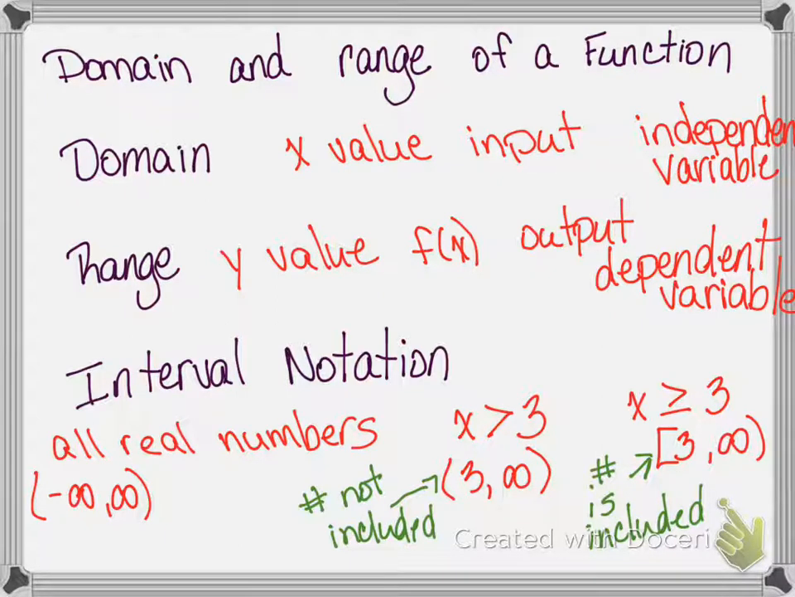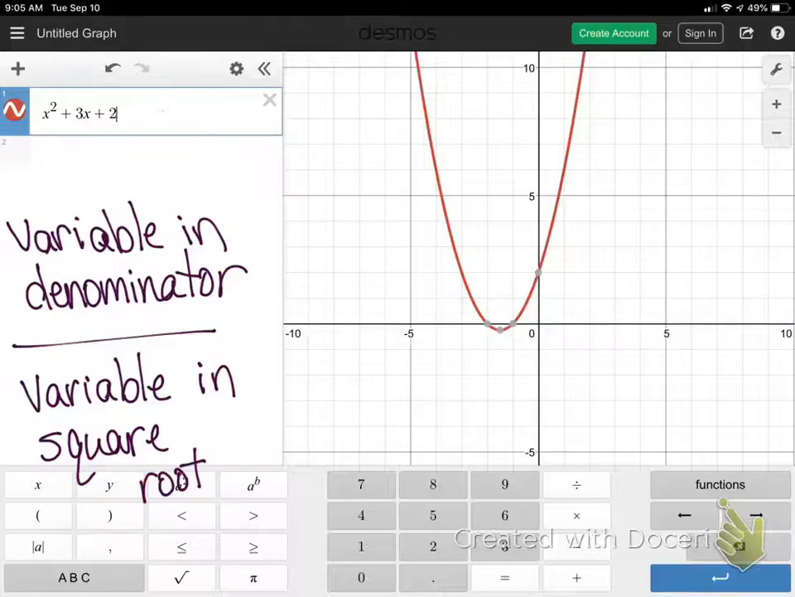Okay. I see a couple of people writing. Can I move off this slide? Okay. We are going to find the domain of this function right here. So this function is f of x equals x squared plus 3x plus 2.